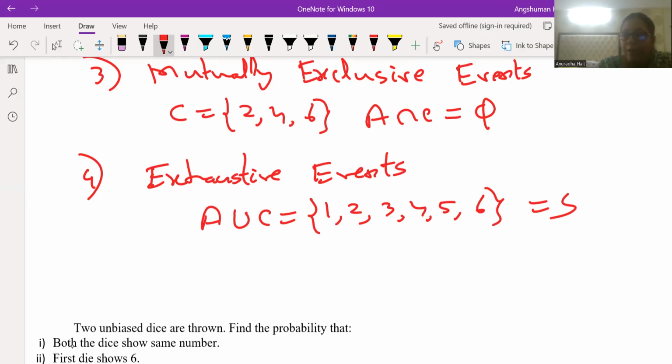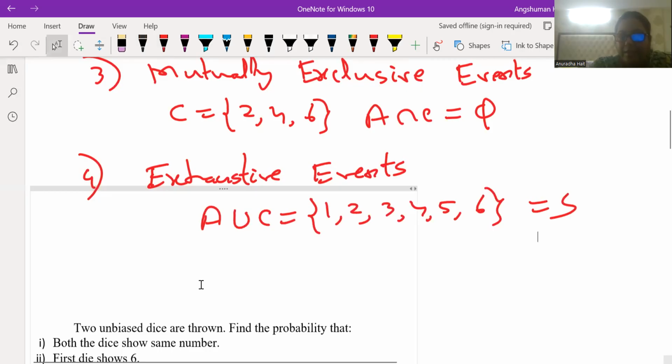The two or three events we are taking, we take the union and we get the sample space. Now, combining all these definitions of sample space, mutually exclusive, and exhaustive, some more things are there, like equally likely, where we are selecting any point randomly.